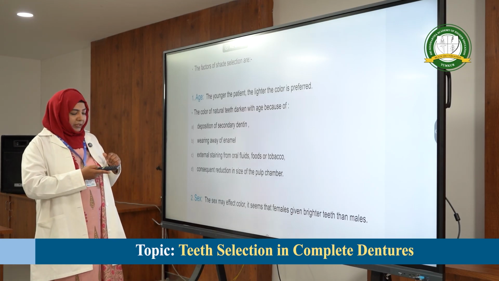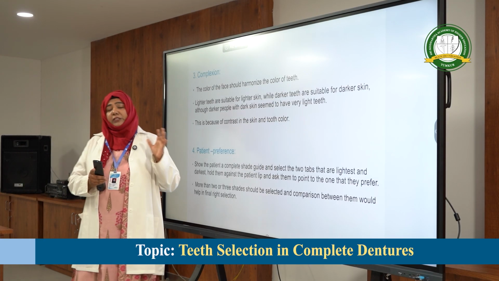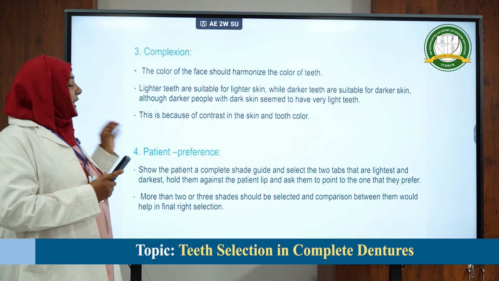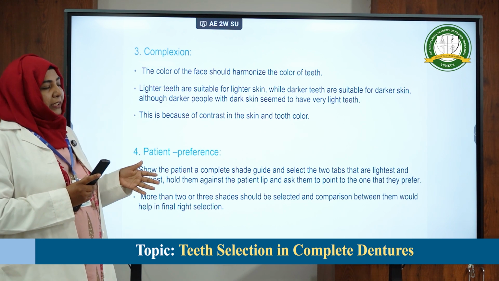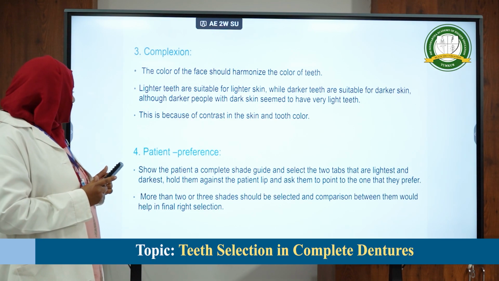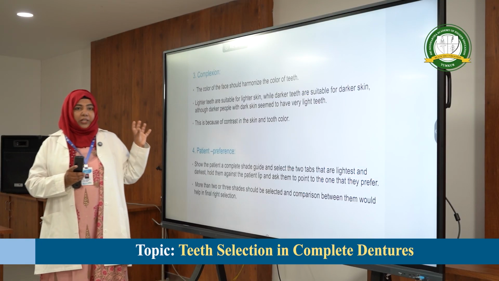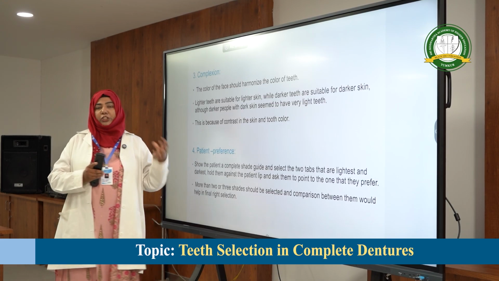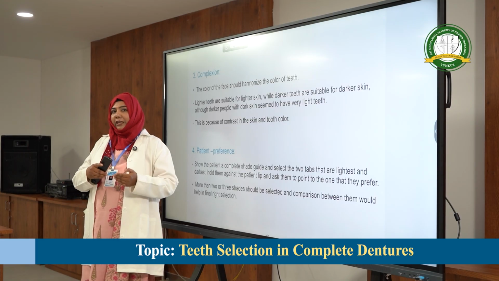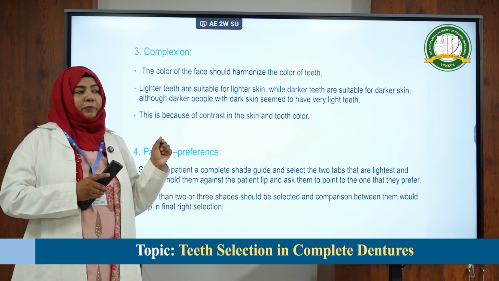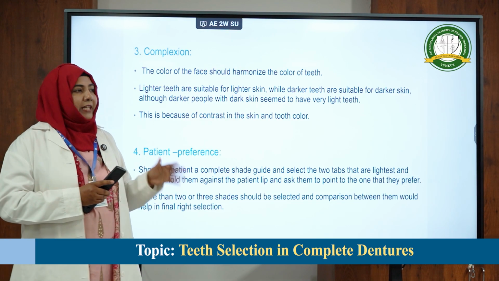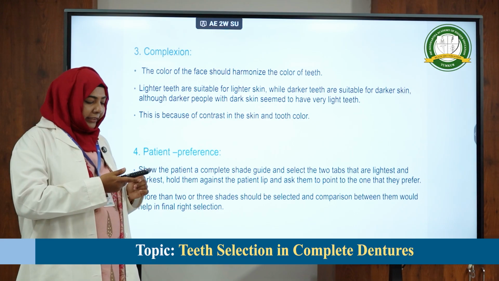Then the complexion. The shade of the teeth should be in harmony with the complexion of the patient's face. Lighter teeth are more suitable for a lighter complexion, whereas darker teeth are more suitable for a darker complexion. We should also give importance to the patient preference. You have to show the shade guides to the patient and ask the patient to select two tabs, one lighter and one darker, then hold that tab in front of the patient's lip and ask the patient to select either one. So this is how you select the shade of the teeth using different factors.